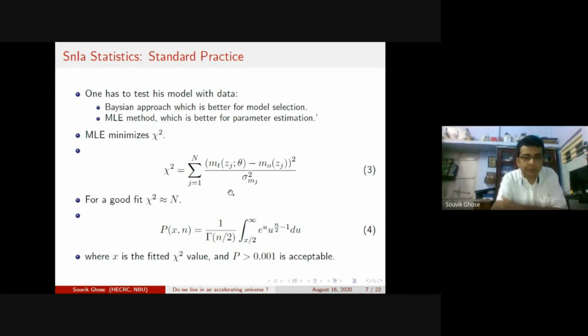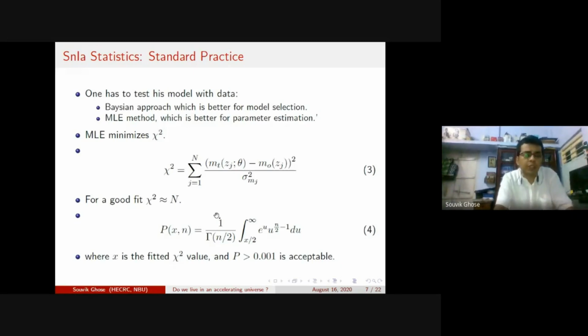For a reasonably good fit, what do you expect? It is very clear from here. In a reasonably good fit, this theoretical value should not differ from the observed value by more than the deviation in the observation itself. So for n observed data points, we should get chi-square equal to n, or per degree of freedom, per data point, chi-square should be very close to unity. That will determine a good fit.